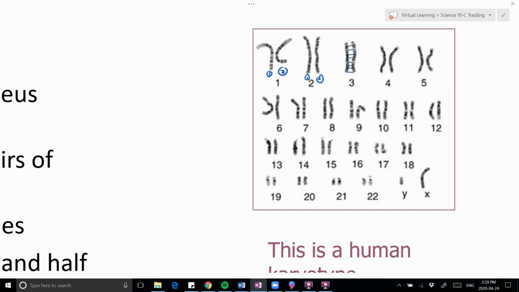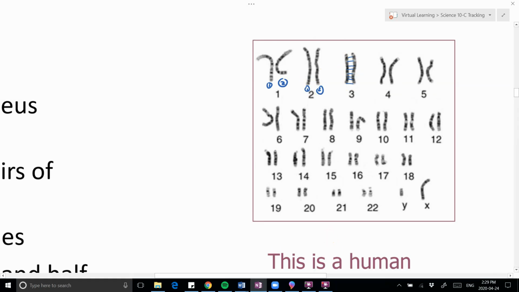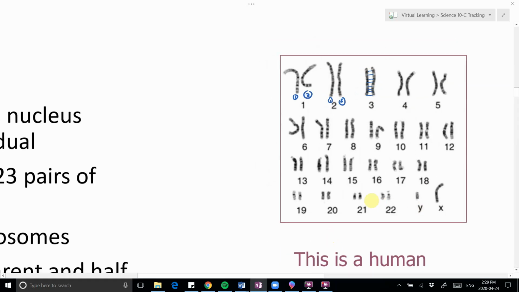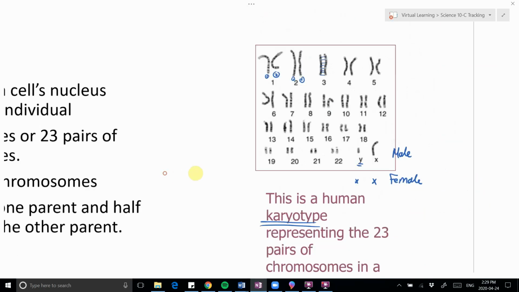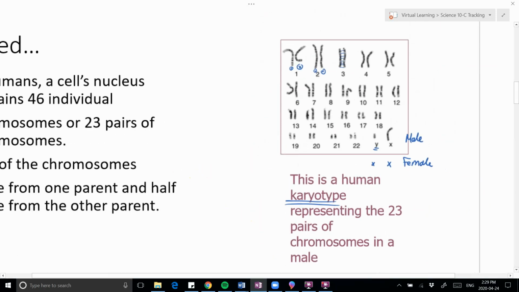So you have 22, and then your 23rd chromosome is your X and Y. So this is actually a male, and we know that because of that Y chromosome. If this was a female, they would have two X's. And those chromosomes look different. The Y chromosome is significantly smaller than the X chromosome. We'll talk about that later, but that's an important thing to keep in mind.